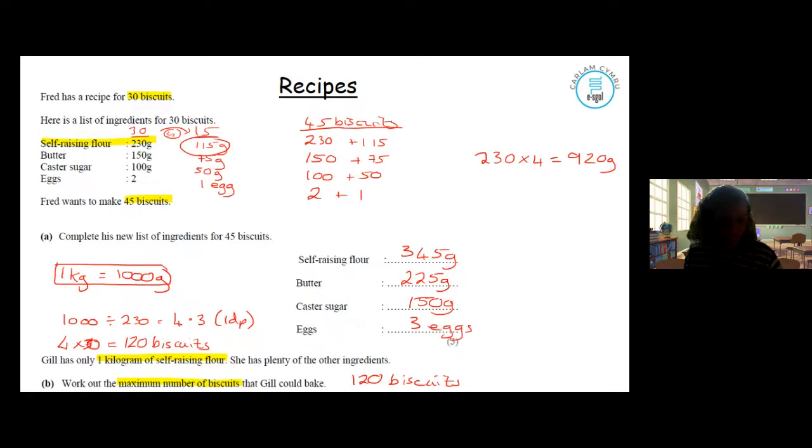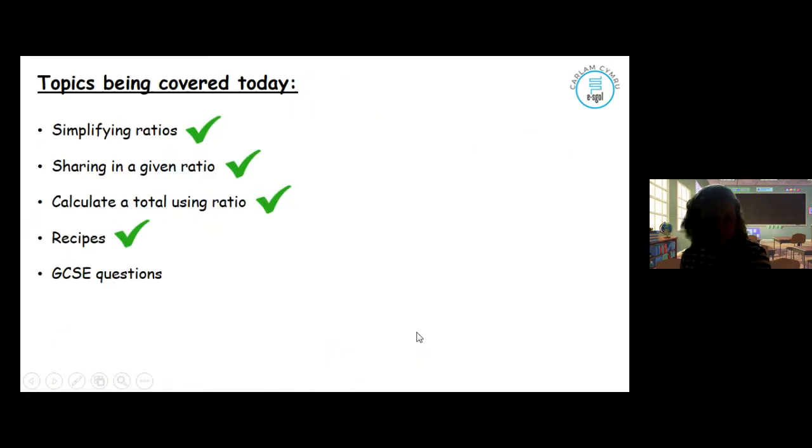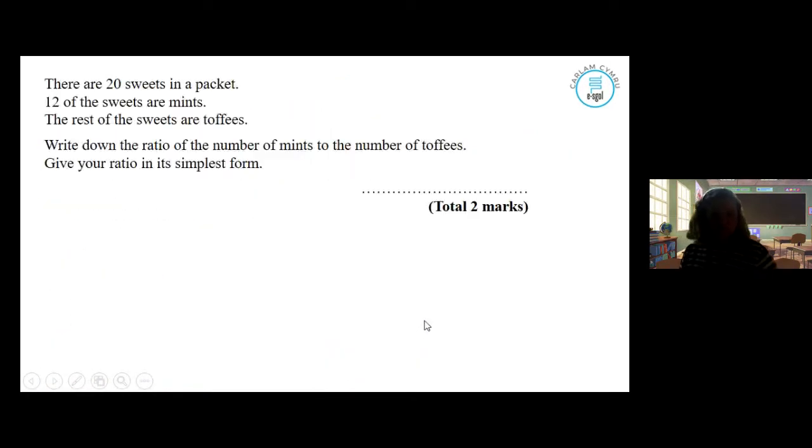Okay, right, so what we're going to do now is have a look at some GCSE questions. So we've got a variation of the ratios and the recipe things that we've got. So we're going to start now with this question, which takes us back to our ratio work that we started with. So let's highlight our key information. It says there are 20 sweets in a packet. 12 of the sweets are mints. The rest are toffees. Write down the ratio of the number of mints to the number of toffees, and you must give it in its simplest form.